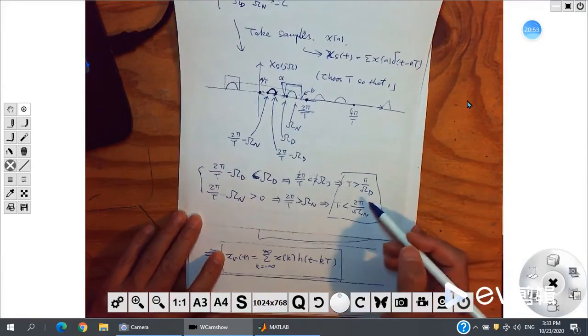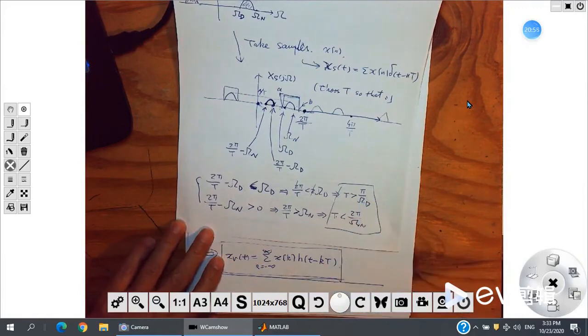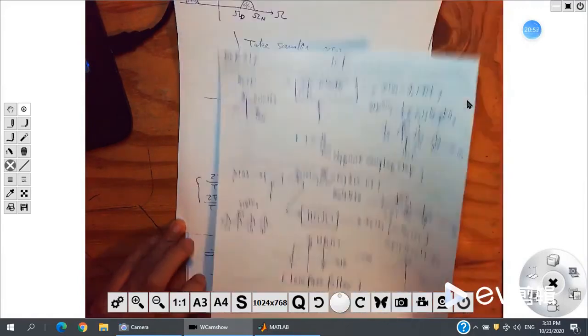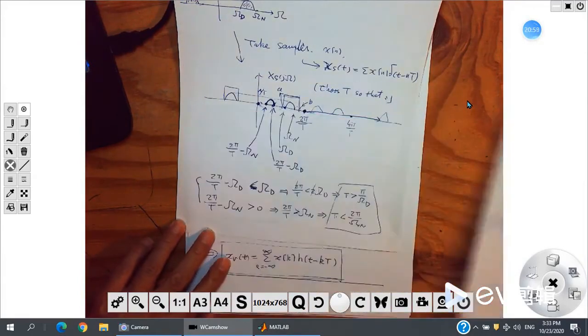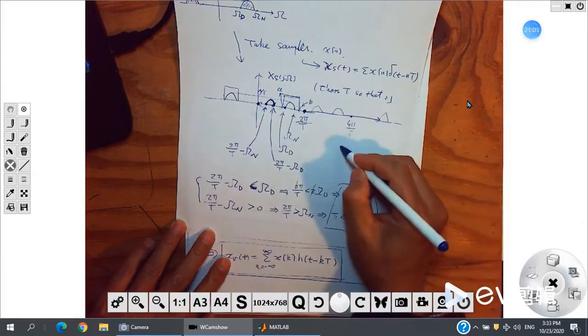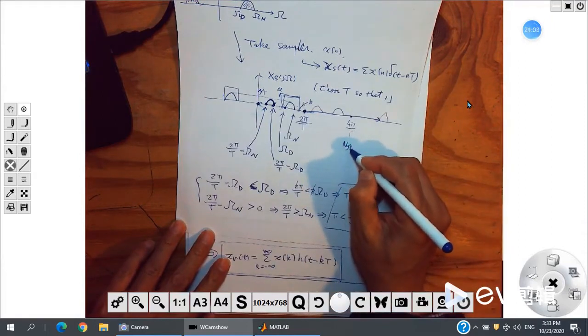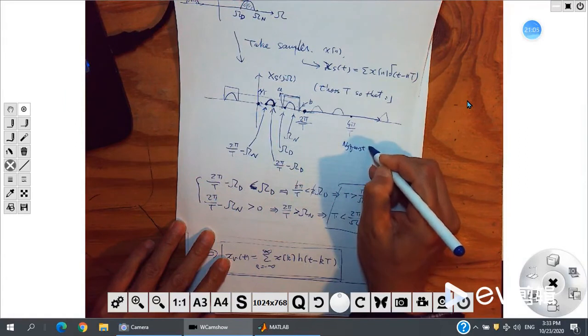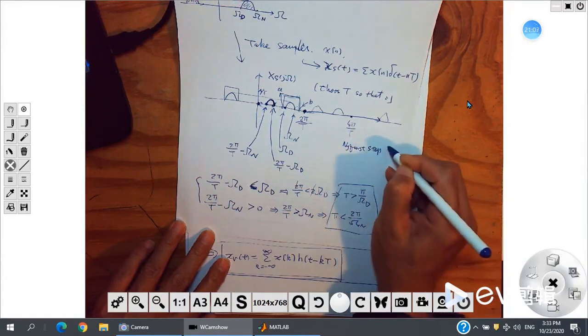And what is the Nyquist sample step? The Nyquist sample step is this one, right? Pi over omega n. I put it here: the Nyquist sample step is pi over omega n.